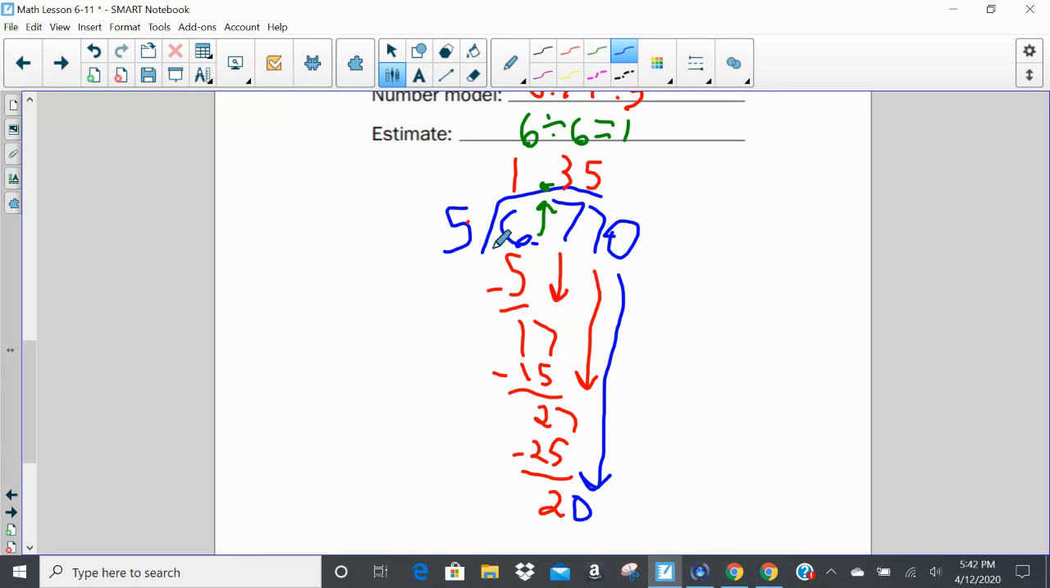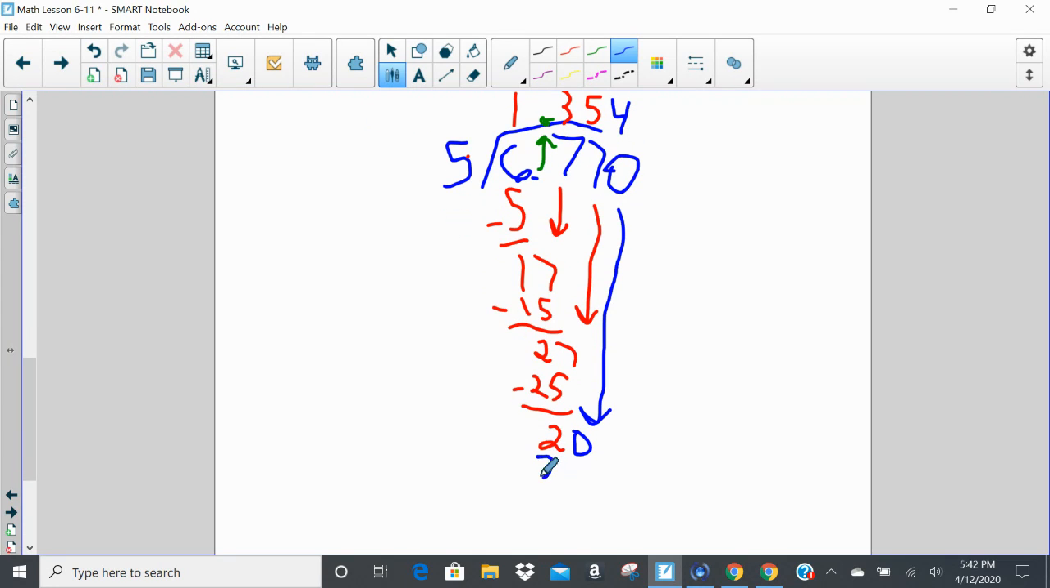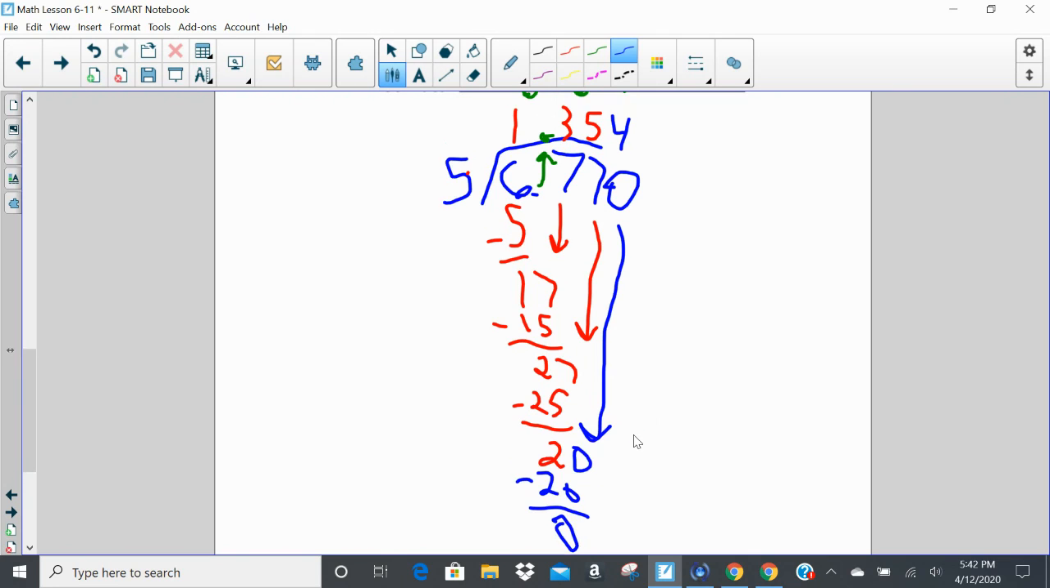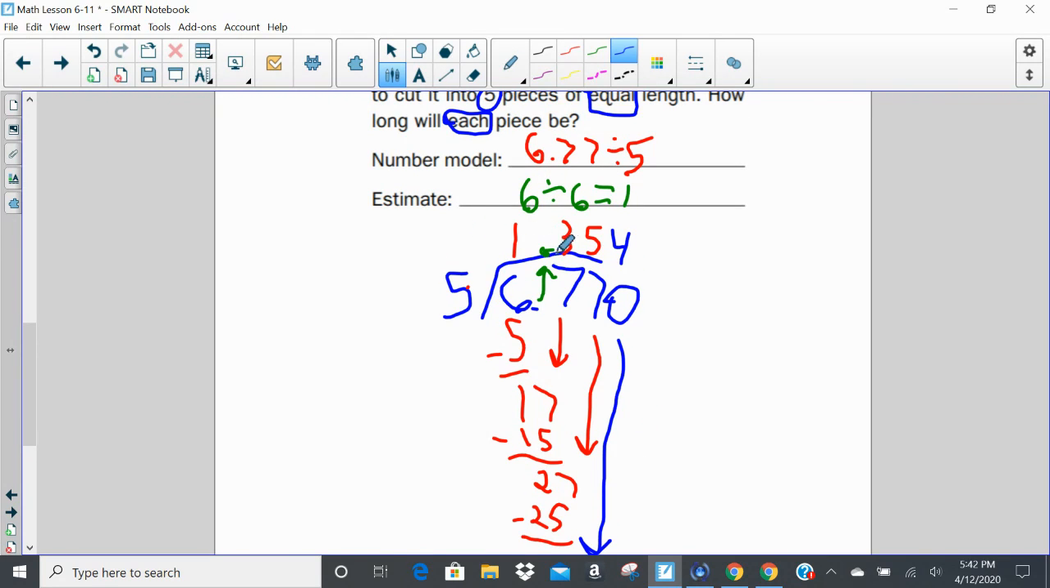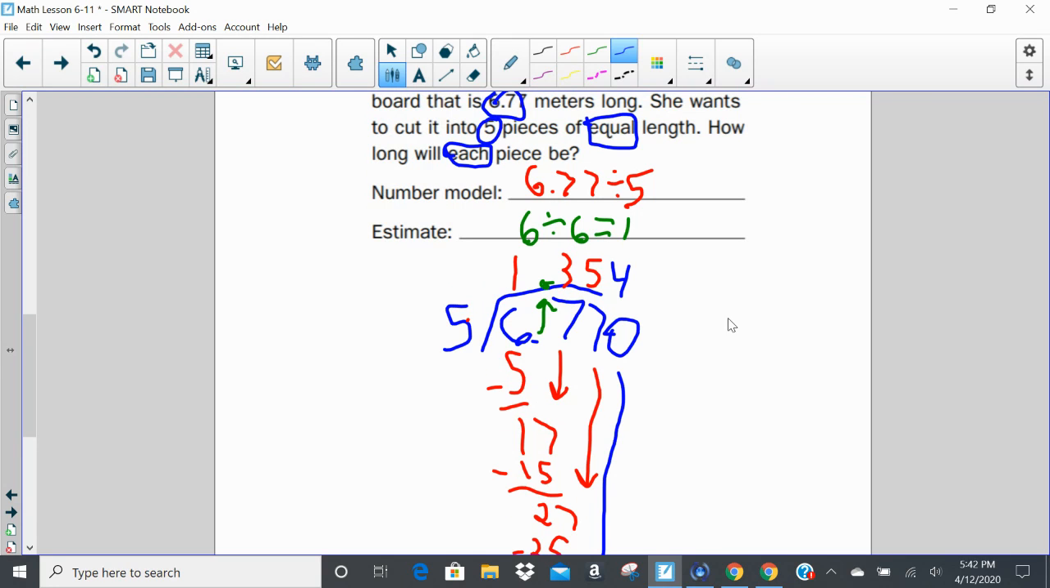How many 5s go into 20? 5 goes into 20 4 times. 5 times 4 equals 20. And now you can see that we got no remainder. And our answer is 1 and 354 thousandths.